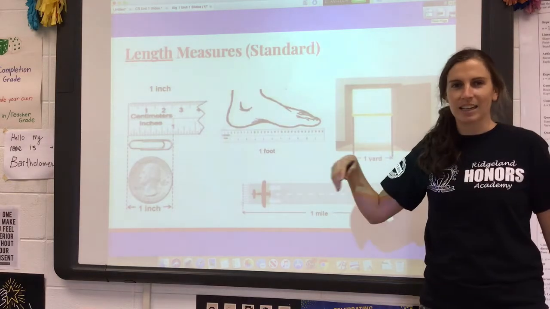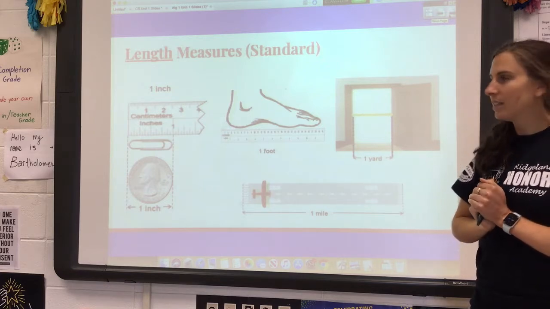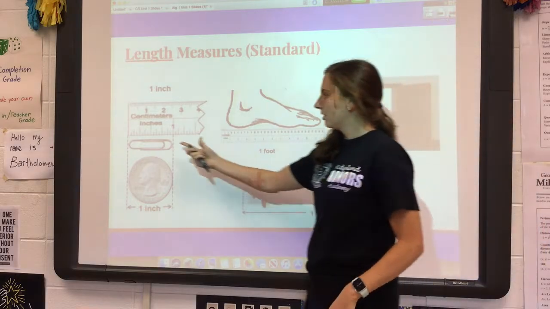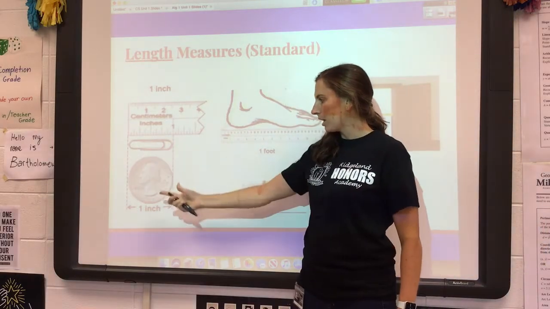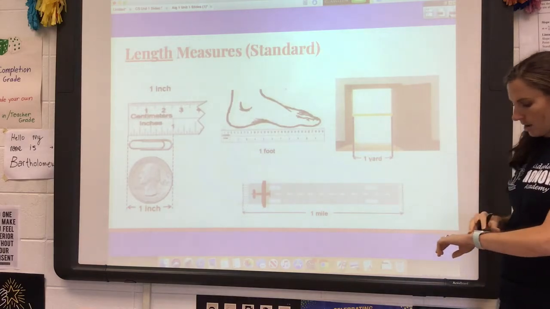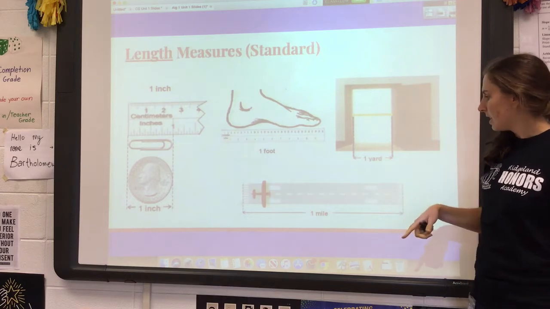I want to show you these because I just think they're interesting. If you ever want to approximate some of these measurements, here are some ideas. An inch is approximately a paper clip or the diameter of a quarter. A foot is basically like a foot.